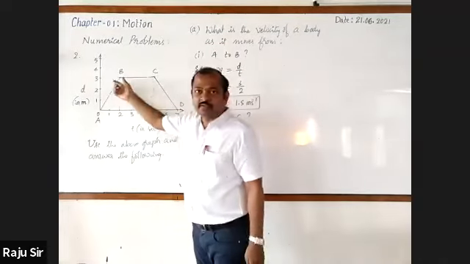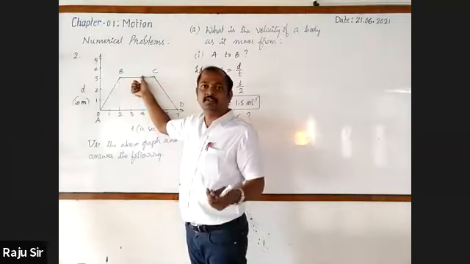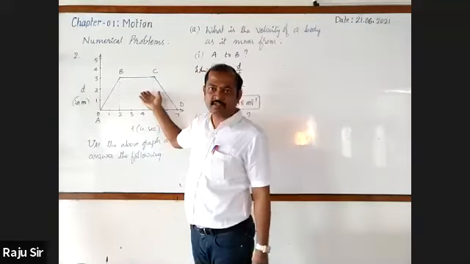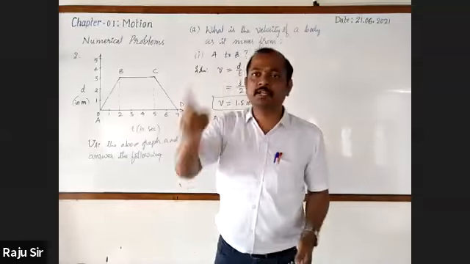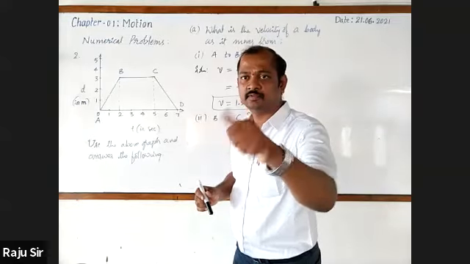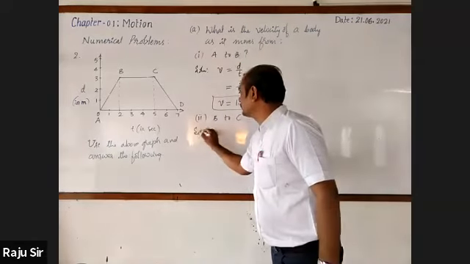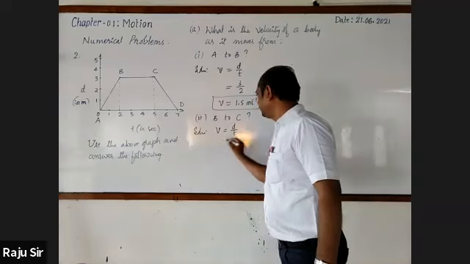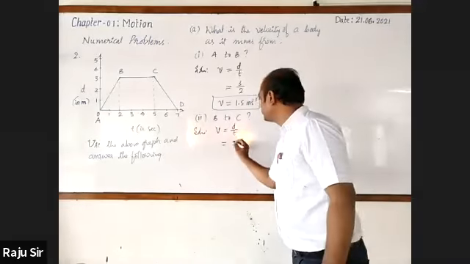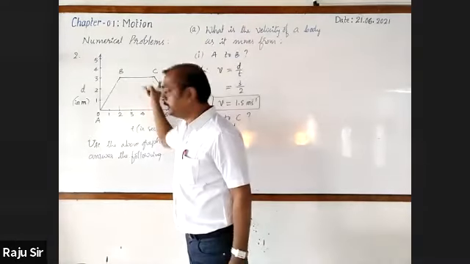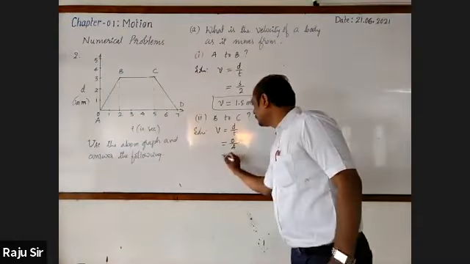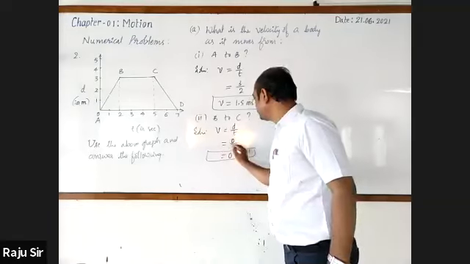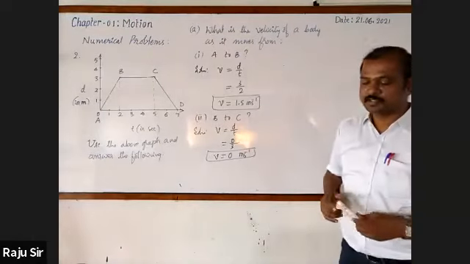Here the distance traveled by the body from B to C is 0 as it is at rest. So the body is at rest. 0 by 3 is 0. Solution: again V is equal to D by T. Distance from B to C is 0. Time taken from B to C is 3 seconds. It's equal to 0 meter per second.